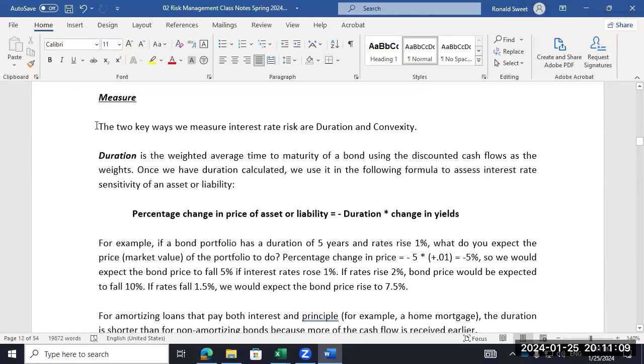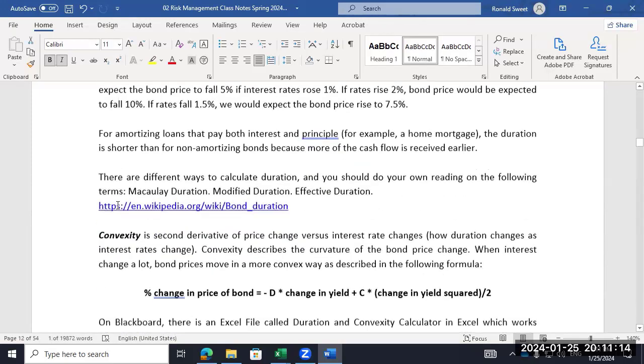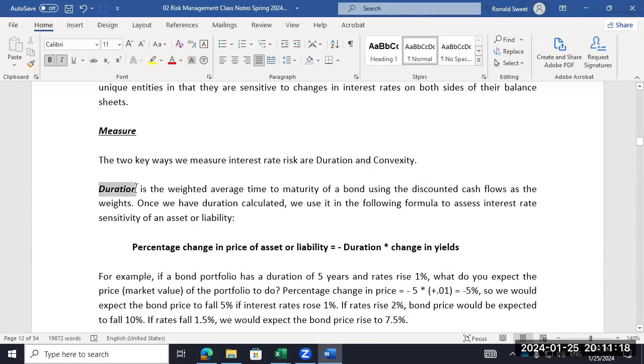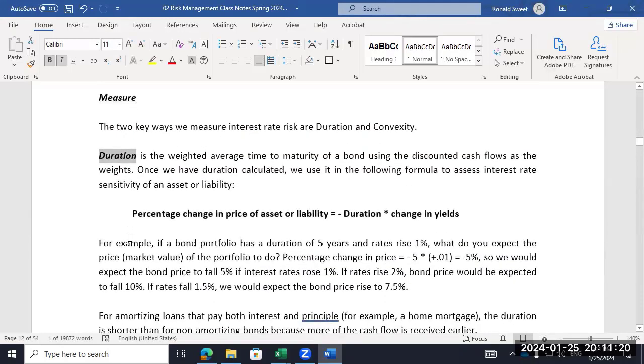All right, so that's the definition. How do we measure it? We're going to use duration. Duration and convexity are both important, but we're only going to use duration. Duration is a real simple formula. If you know how to value a bond, you just value a bond and you weight it for time. It's pretty straightforward to do.